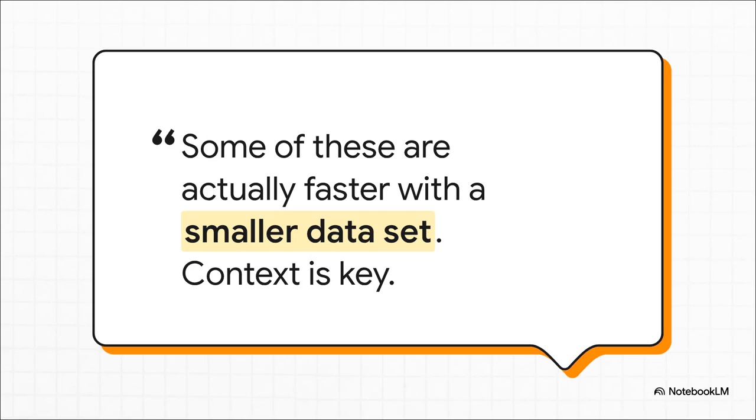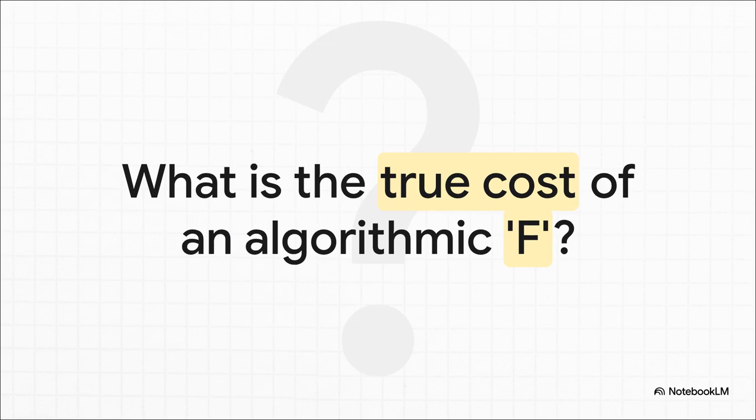Now, here's a really crucial bit of nuance. Big O is all about how things perform at scale. For a really, really small amount of data, sometimes a bad algorithm, like O of n squared, can actually be faster because it has less overhead. So the report card matters most when you know your data is going to grow. Context is everything.